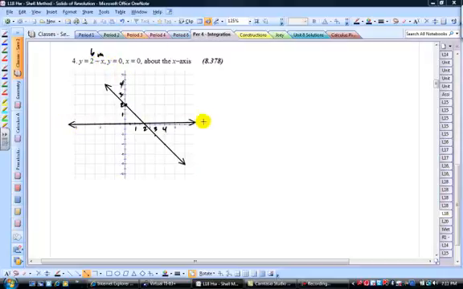y equals 0 is here, the x-axis. x equals 0 is the y-axis. And we bound the region right in here from 0 to 2. Let's label the axes though. So this is x equals 0, y equals 0, and y equals 2 minus x. Now we're going to revolve it around the x-axis, and here it is.